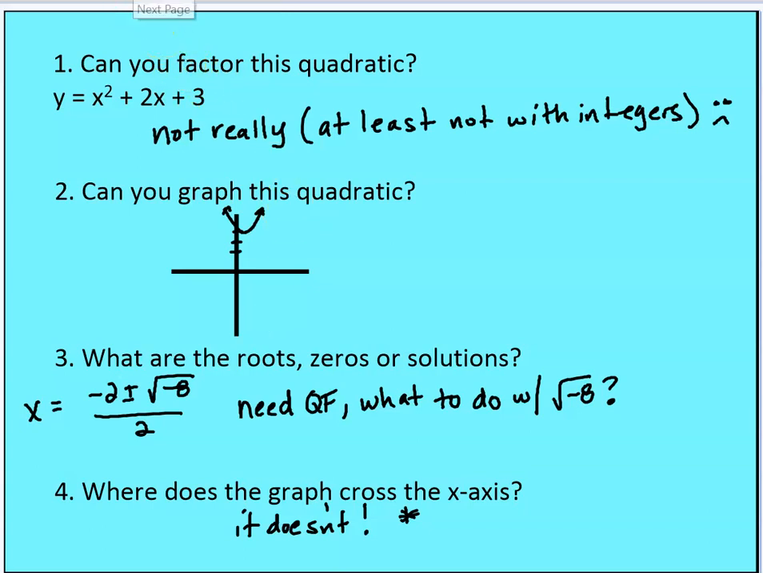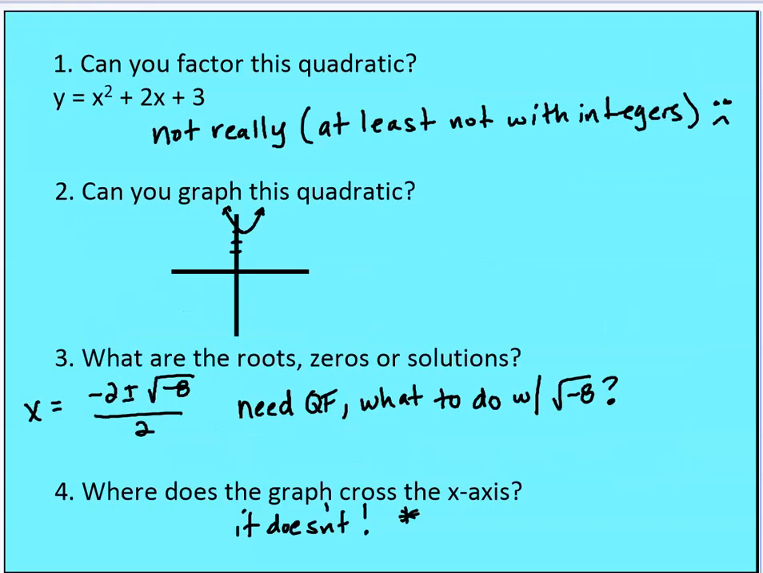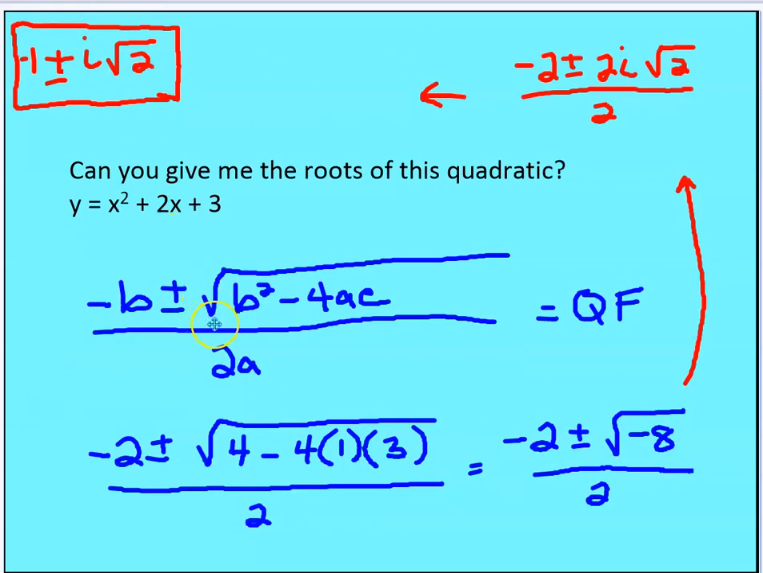All right, so if we consider roots, zeros, and solutions where the graph crosses the x-axis, and this parabola never crosses, then we're left with the question, how do we represent a root, zero, or solution? And the answer is we're going to represent it as a complex number. All right, so can you give me the roots of this quadratic? And so we're going to take that value, x squared plus 2x plus 3. And we're going to use the quadratic formula.